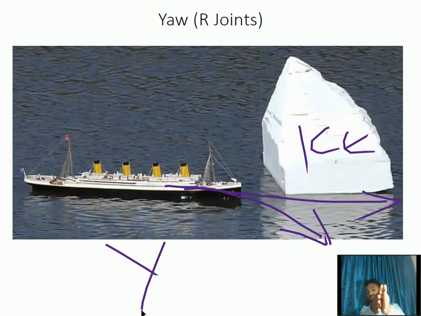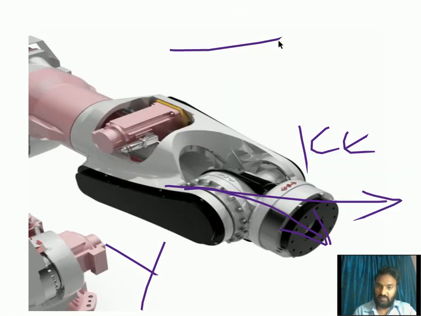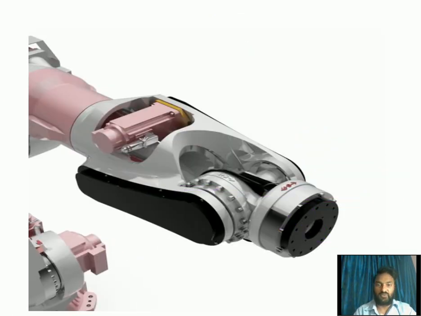In rolling, what was there? You are going this way, but in yaw it is going this way. Okay, you are not rolling here, you are not rolling here, you are rolling. But here you are going. So this is kind of yaw in the wrist configuration.